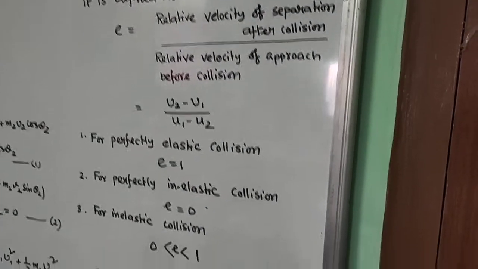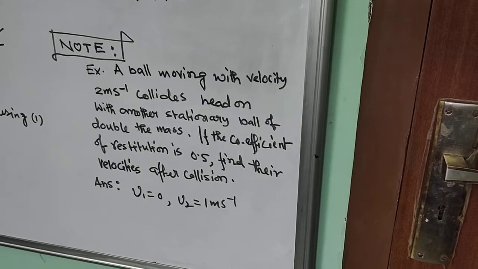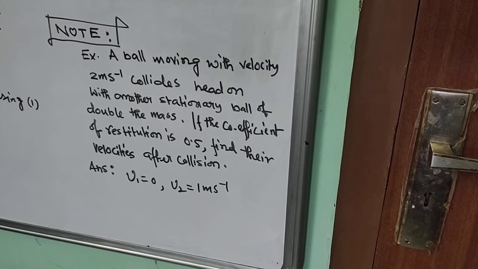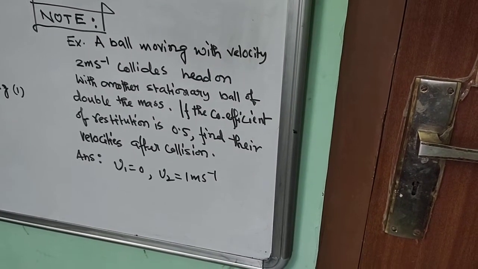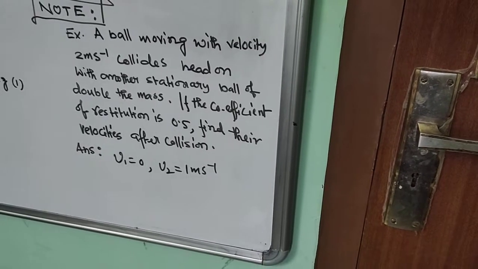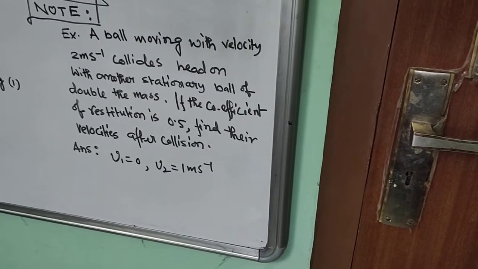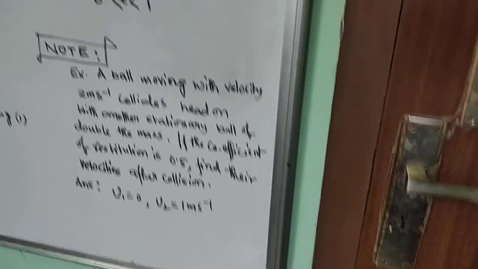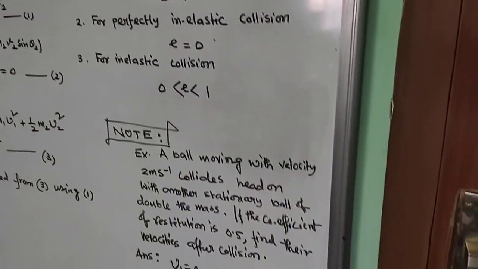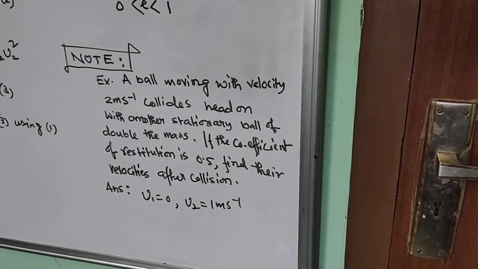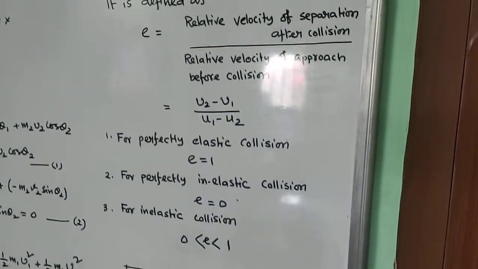Based on the coefficient of restitution, I have specified one numerical. You please try it, it's very simple. A ball moving with velocity 2 meters per second collides head-on with another stationary ball, at rest, whose mass is double the mass of the ball which is moving. If the coefficient of restitution is 0.5, find their velocities after collision. Please try this using the expression E equal to v2 minus v1 by u1 minus u2, and the answer possibly is v1 equal to 0 and v2 equal to 1 meter per second. So you have to define v1 and v2 using this expression.